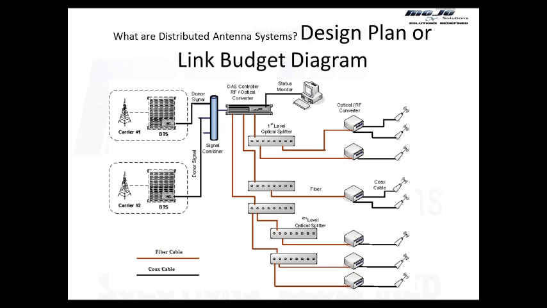This is a schematic diagram of a link budget, or we call it a link budget diagram or design plan. In iBwave terms, this is called a design plan. We'll study the components of the design plan, the link budget, what is a power splitter, what is a combiner, what is a duplexer, how we monitor, how we set the power for the remote units, how we feed the power from the BTS.